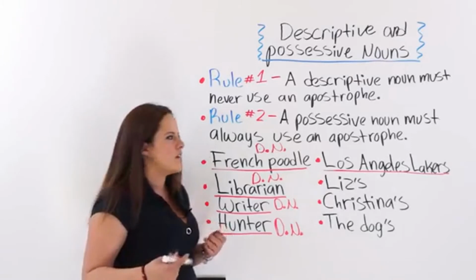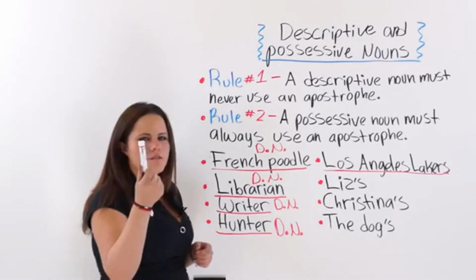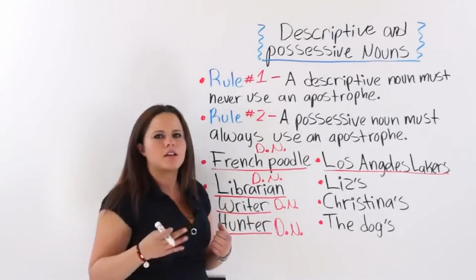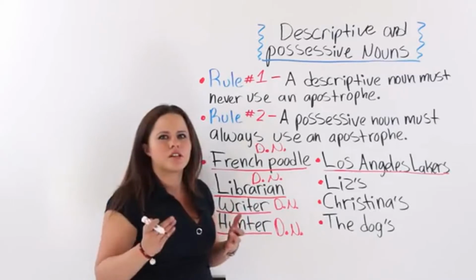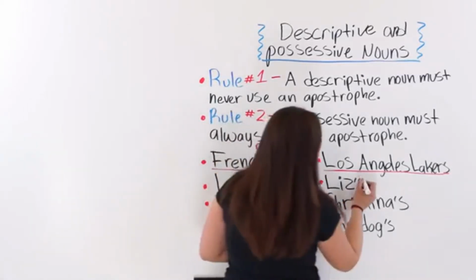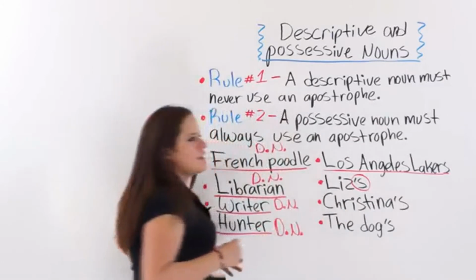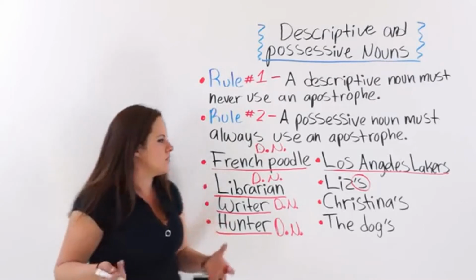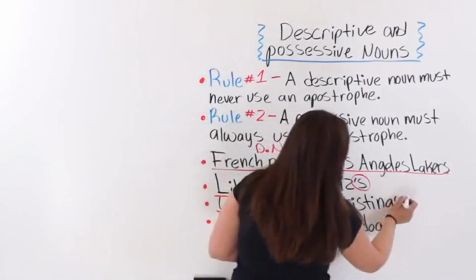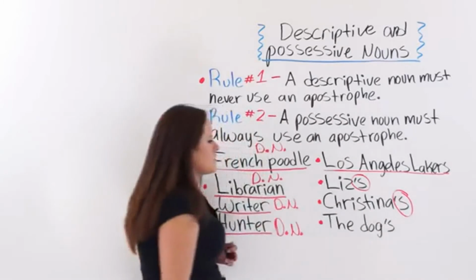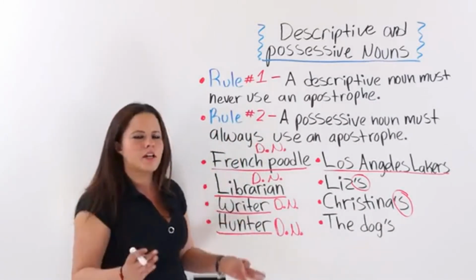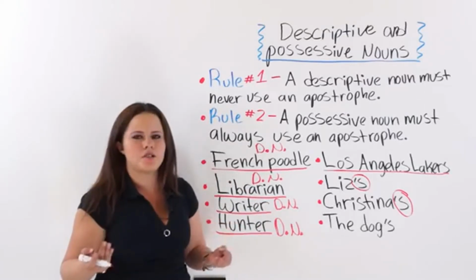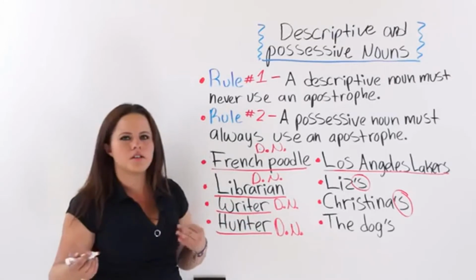For example, you can say, this is Liz's marker. So we are talking about belonging. We are talking about possession. So this is why we are using an apostrophe and an S. And that is how we know that it is a possessive noun. The next one says Christina's. You see the apostrophe and the S, and you notice right away that it is a possessive, that you are going to talk about possession or belonging. This is Christina's house.